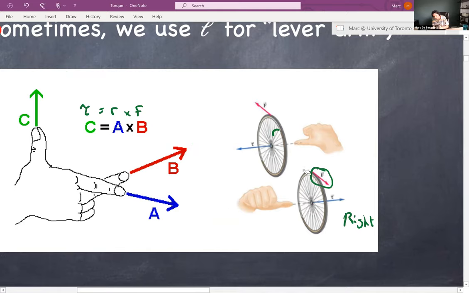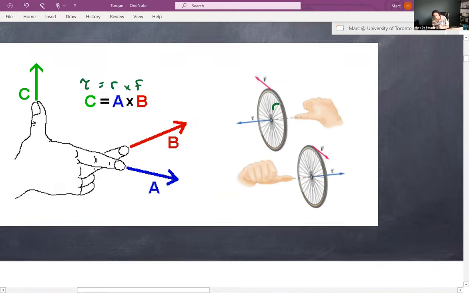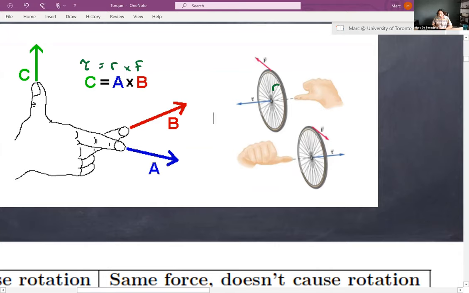And similarly, if you want to analyze the other wheel at the bottom here, your lever arm is still pointed radially upwards and your force is pointed out of the page. So you take your index finger and again, you point it straight up and then your middle finger has to be pointed directly at you, out of the computer screen. And then your thumb is going to be pointed to the right. So there's sort of two right-hand rules there that you can use.